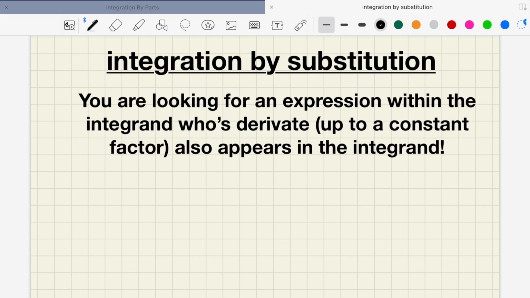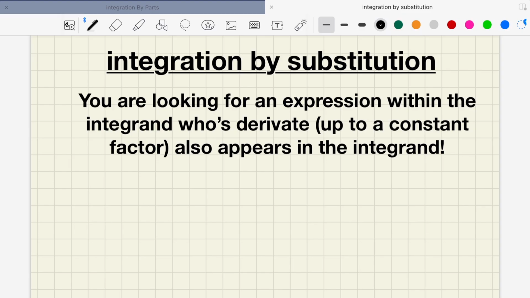Today I am going to introduce to you the method of integration by substitution. In integration by substitution, you are looking for an expression within the integrand whose derivative, up to a constant factor, also appears in the integrand. This expression is replaced by a new variable. As a result, the integrand can be simplified since the substituted expression and its differential simplify, leading to a much simpler integral.